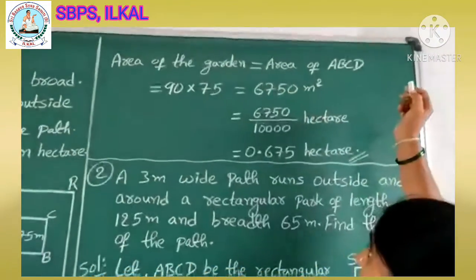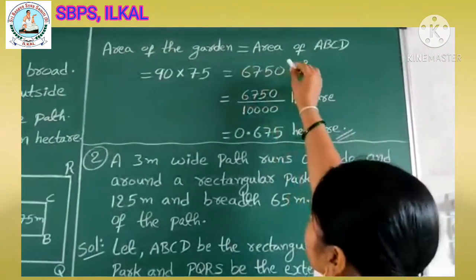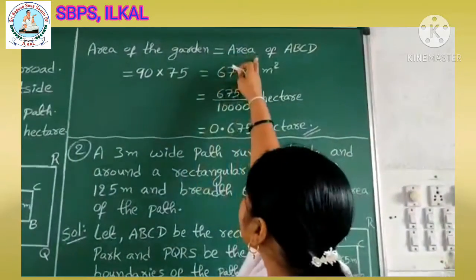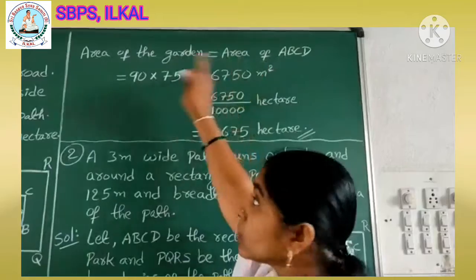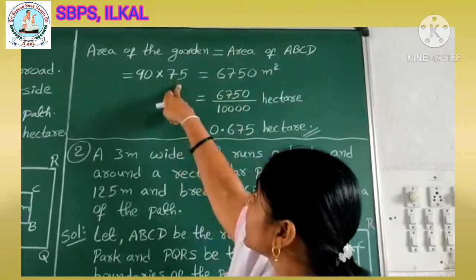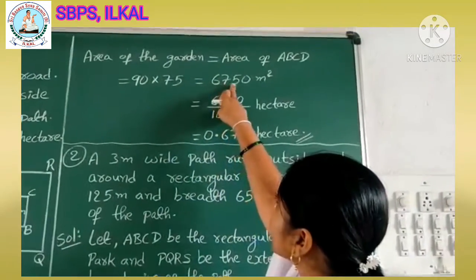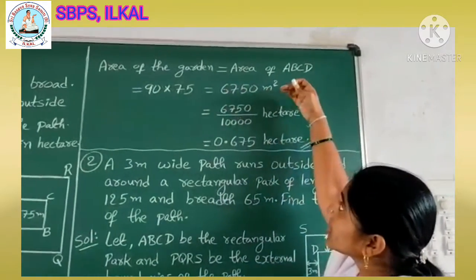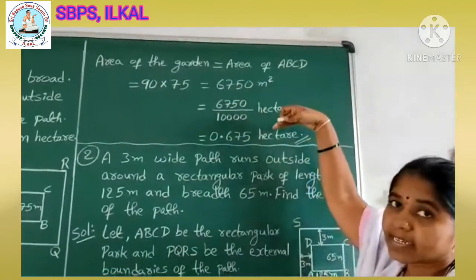Then area of the garden. Area of the garden is equal to area of ABCD. That is area of rectangle, which is equal to length into breadth children, that is 90 into 75, which is equal to 6750 square meter. This is the area of the garden children. They said us to write in hectare.